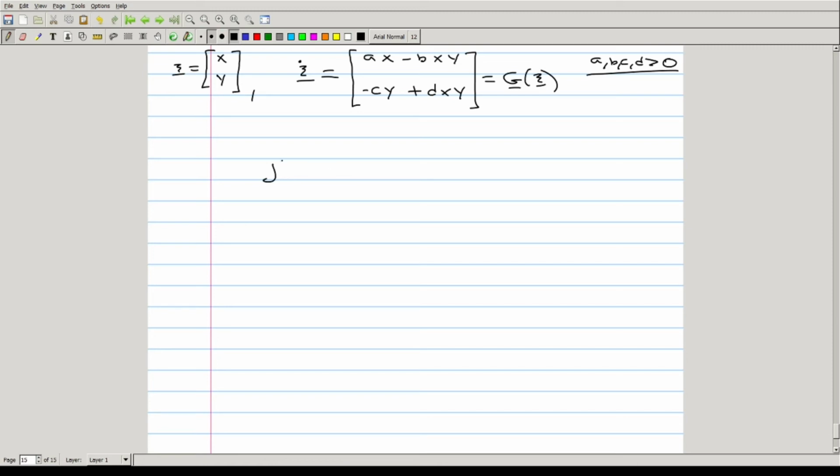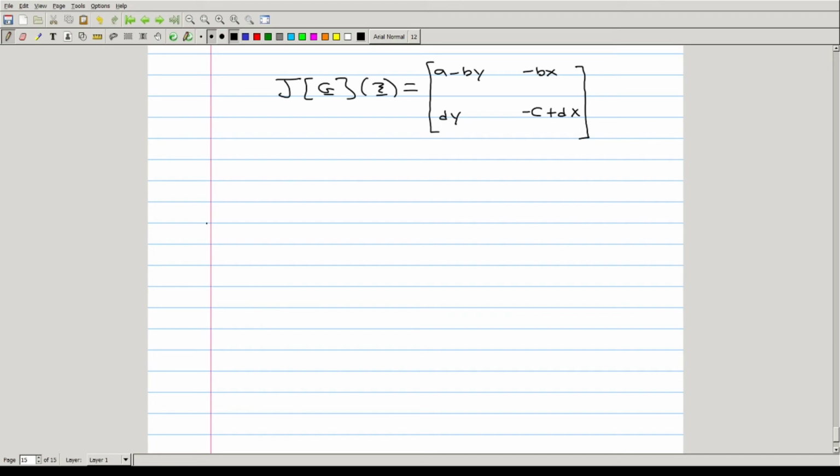The Jacobian matrix of this system is the matrix A. Minus by is the partial derivative of this with respect to x. The partial derivative of this with respect to y, which is negative bx. Partial derivative of this with respect to x is dy. The partial derivative of this with respect to y is negative c plus d times x. Call that A.